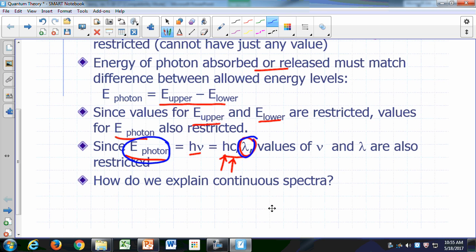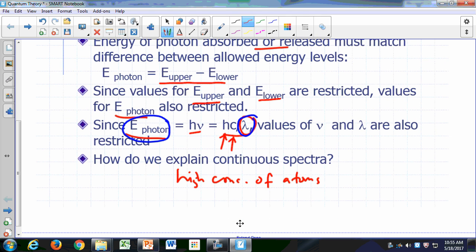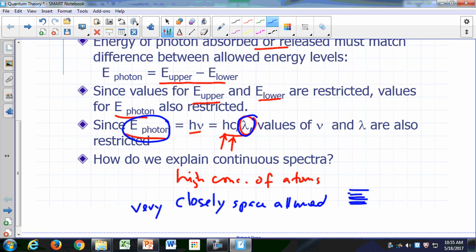But this brings up the question, how do we explain continuous spectra? Well, if you recall, continuous spectra happen whenever you have a high concentration of atoms. You have atoms very close by, and when that happens, you have a lot of allowed energies that are closely spaced. So these are cases where you're dealing with very closely spaced allowed energy levels.